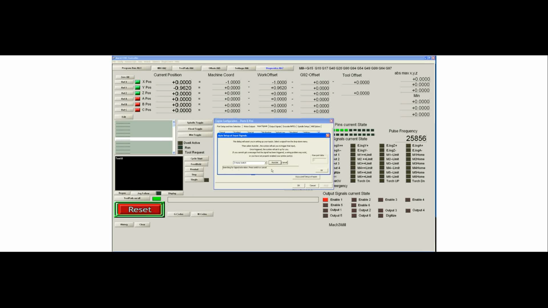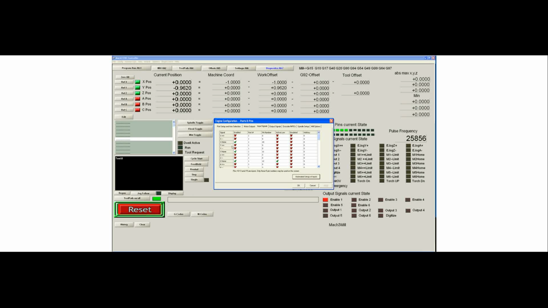So let's push the X home switch on our table and see what happens. You can now see that the system says signal set to port 1, pin 10, select next signal. We can now hit OK. We can see X home is on, it's set to port 1, pin 10, and the active low has been set appropriately for it. The system did it for us automatically.